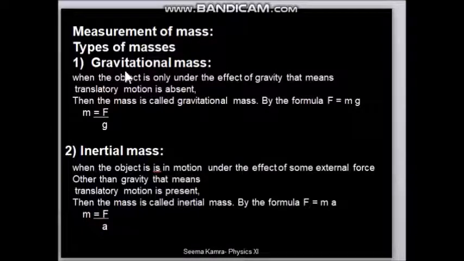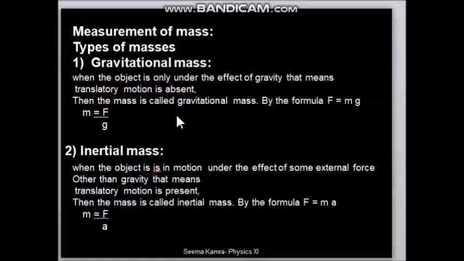Let us take the difference between gravitational mass and inertial mass. When the object is only under the effect of gravity, that means any kind of translatory motion is absent or any other forces are absent. So we know that whenever any object is just lying on some surface, then only one force is acting on it, and that is gravitational force of earth. So in that case, whatever mass is measured using that gravitational force, that mass is called gravitational mass.